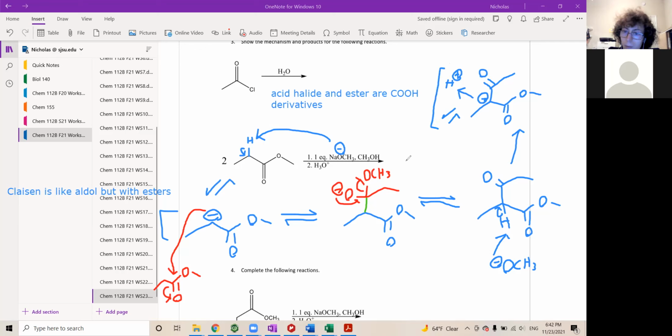And I'll draw the product here. Actually, I'll just draw it in orange to make it stand out. So this is the product in orange here. And this is the full mechanism. And it'll always look exactly the same, just with different structures. So it would be good to practice drawing by hand a few times to get familiar with it.